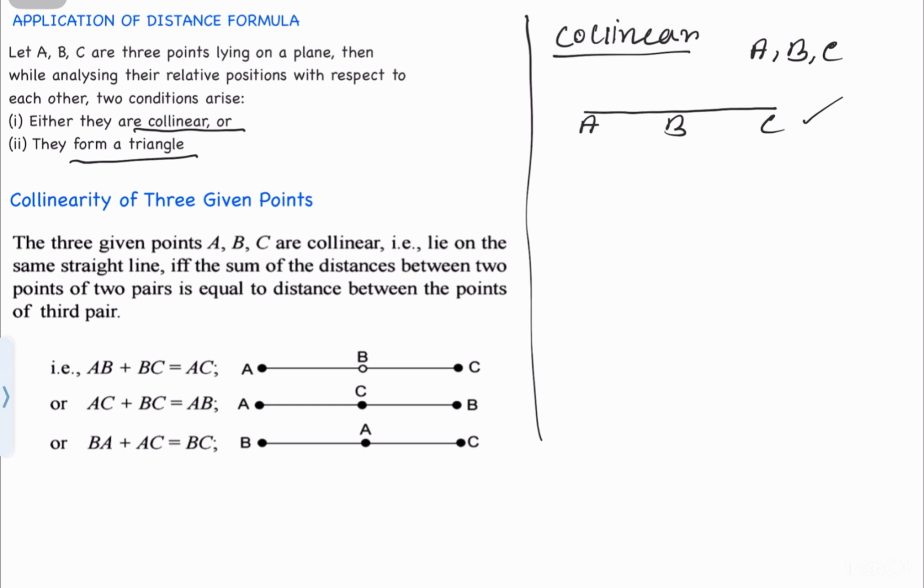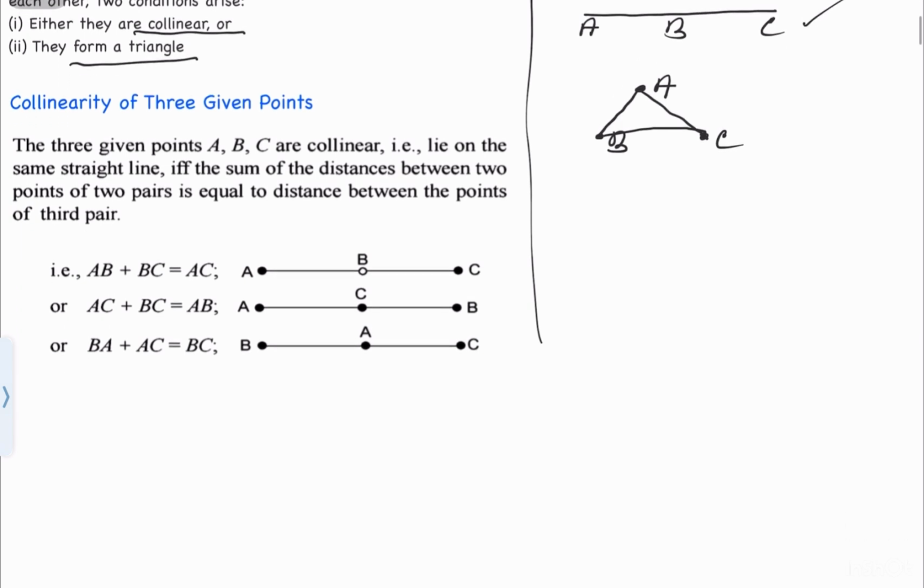And another case is that they can make a triangle. That means they are not collinear. Assume point A here, point B here, point C here, where you can take, but they must not be in a line. They cannot belong to a line. Then here I can make a triangle. So if you have 3 points, there are two possibilities: one is collinear and the second is that they can make a triangle.